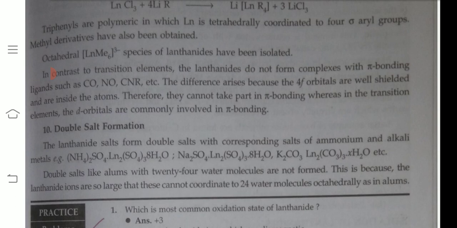Double salt formation. The lanthanide salts form double salts with corresponding salts of ammonium and alkali metals. Double salts like alums with 24 water molecules are not formed. This is because the lanthanide ions are so large that these can't coordinate to 24 water molecules octahedrally as in alums.